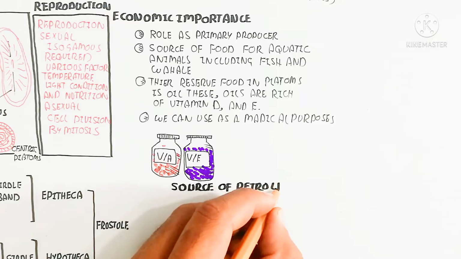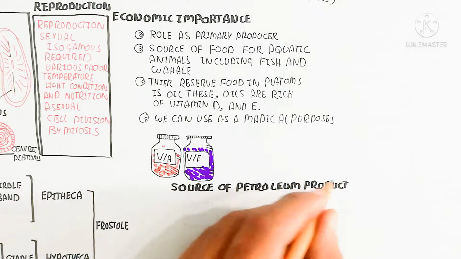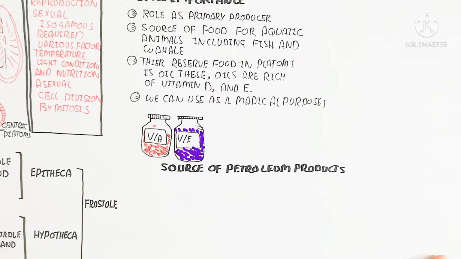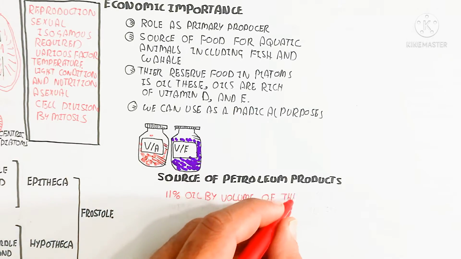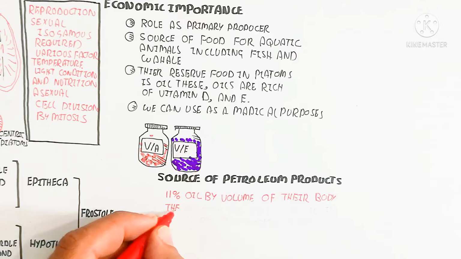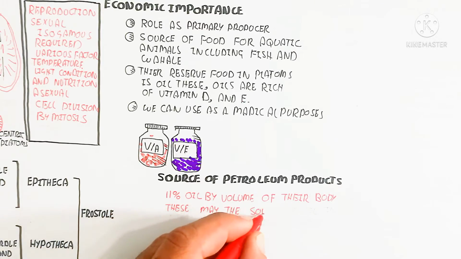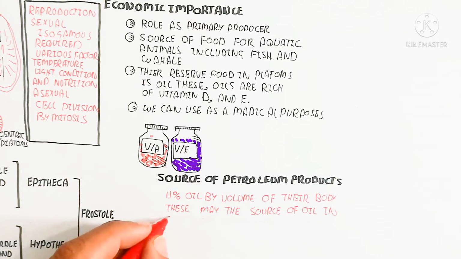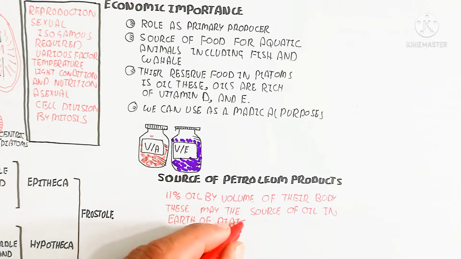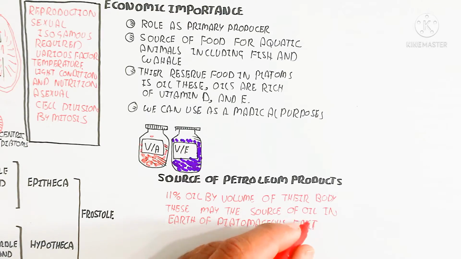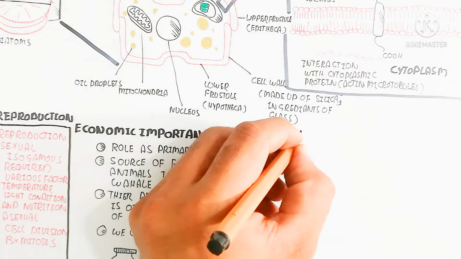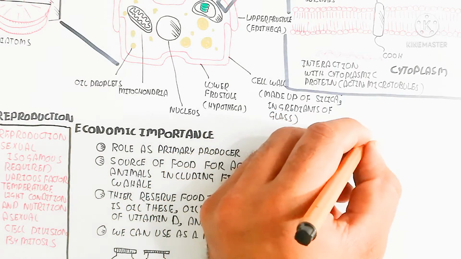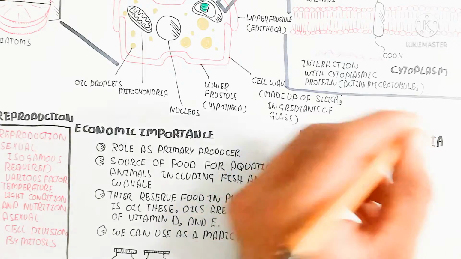Now let's understand the source of petroleum products. Diatoms have about 11% oil by volume of their body, and this may be the source of oil in the earth, in diatomaceous earth, when deposited after fossilization. To produce petroleum, this 11% must be buried in the soil for a long time.